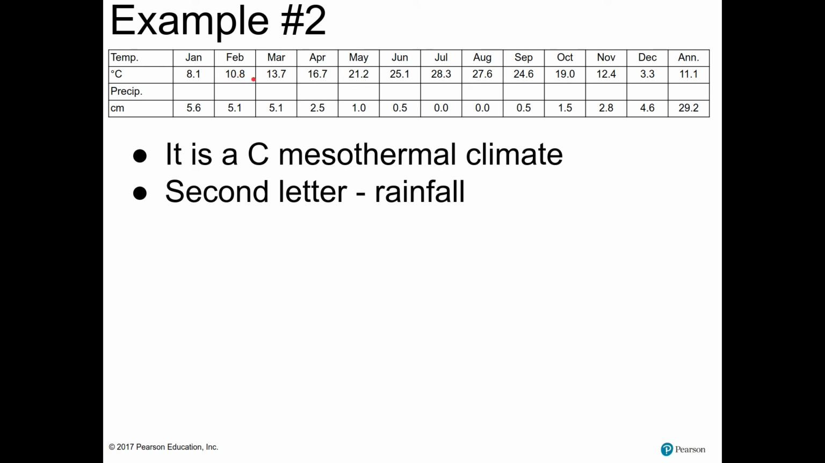And let's see. So is the coldest winter month... do we have 3 months over 10? Yeah, we've got a warm summer, and we have a winter that is above freezing. So then the next question is, we know it's some sort of C mesothermal climate because of the temperature criteria. Next up, second letter tells us the rainfall.